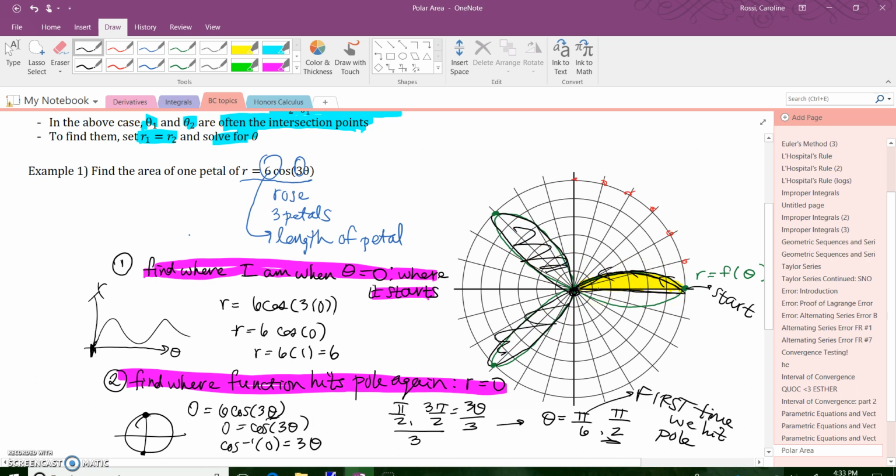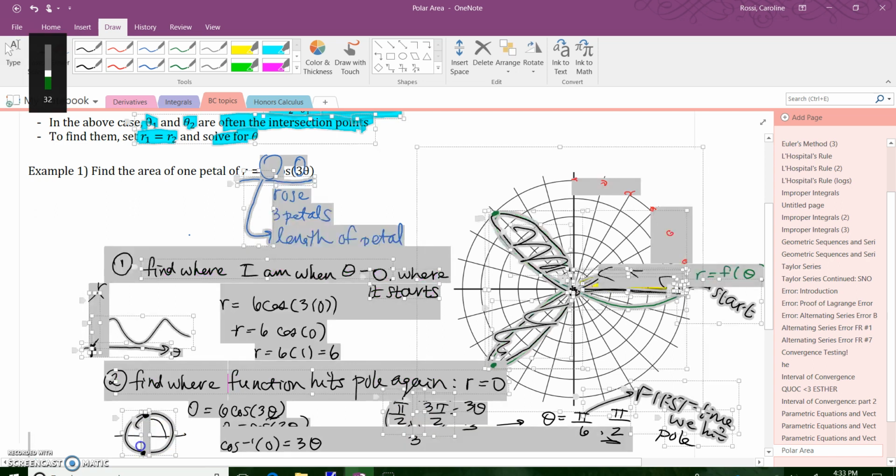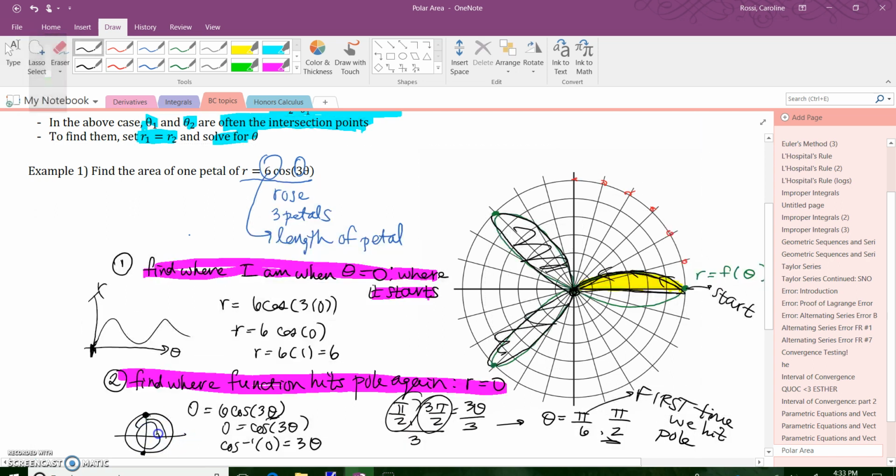And actually, whenever I solve this and I said pi over 2 and 3 pi over 2, there's actually another one, and it would be 5 pi over 2. So if I had done 5 pi over 2, that would have given me a third angle. So 1, 2, 3. I hit the pole 3 times and I want the first time. So that's going to be my pi over 6. So you have to decide which one of these you want, and that all is going to depend on your graph.